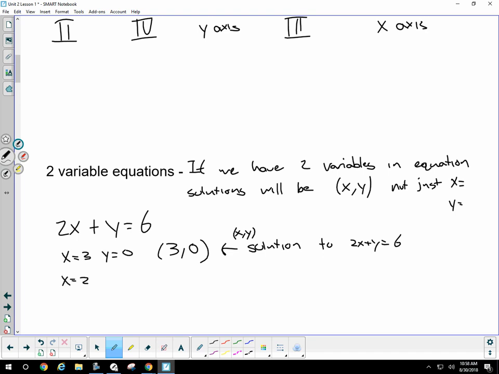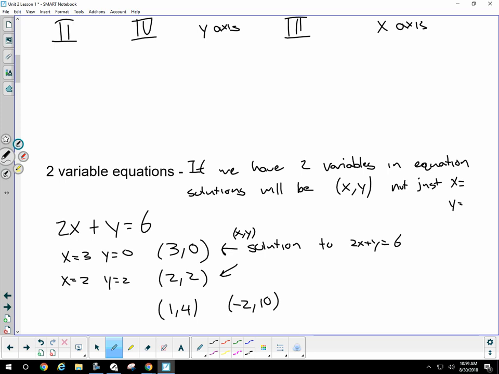If x is 2, I'd end up with 4 plus y is equal to 6. Well, then y has to be 2, which means (2, 2) is also a solution. I could have a solution like (1, 4). I could have a solution like (-2, 10). All of these are possible solutions.